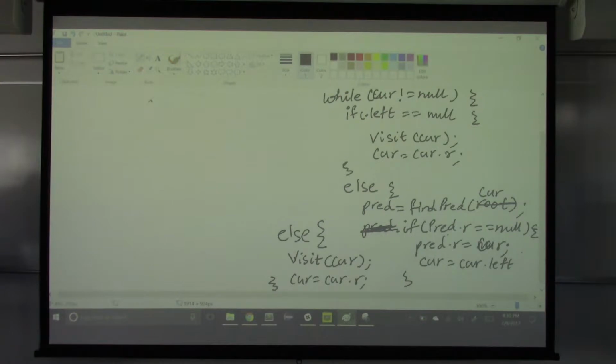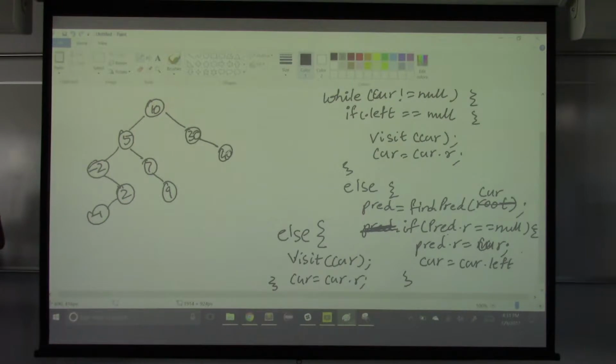Okay, so let's say 10, 5, 7, 9, and then -2. Let's say I have this tree. This is a BST, right? Is this a BST? Yes.